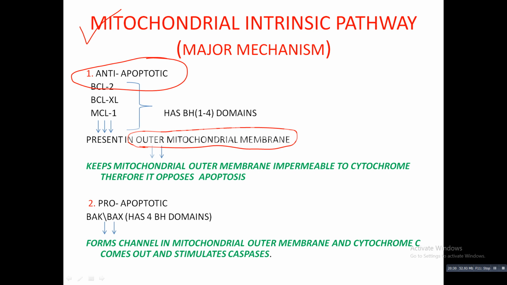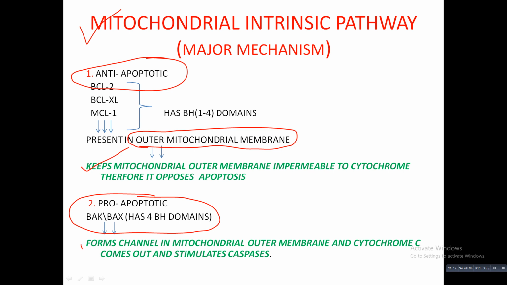So I repeat, as the name suggests, anti-apoptotic means they will oppose apoptosis, comprising BCL2, BCLXL, MCL1 present in the outer mitochondrial membrane, keeping it impermeable to cytochrome, therefore opposing apoptosis. The second group of proteins is the pro-apoptotic proteins, which are BAX and BAK, having 4 BH domains, and as the name suggests, they are pro-apoptotic. They form channels in the mitochondrial outer membrane, letting out the cytochrome C and stimulating the caspases, ultimately leading to apoptosis.